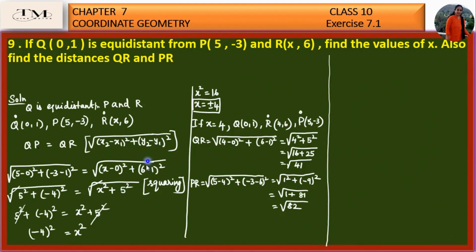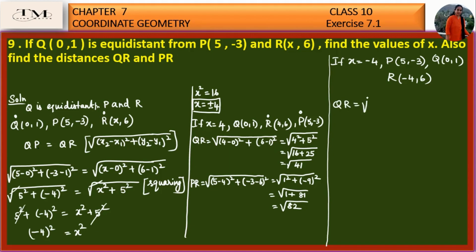Okay children. In the next page, I have minimized what we have done. Now we have to find, if x is equal to minus 4, QR and PR. Okay children, understood? So if x is equal to minus 4, P will be (5, -3). What is Q? Q is nothing but (0, 1). What is R? It is (-4, 6), because R is (x, 6), and x we assumed here as minus 4. So R will be (-4, 6). So we have to find out QR and PR.